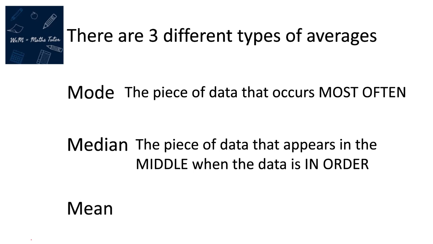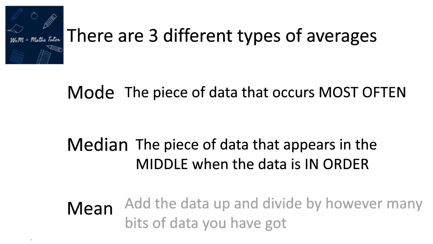And the mean is where you add up all the data and divide by however many bits of data you've got. So the mean is the average that people tend to use the most. But we do have to be familiar with the mode and the median. So just a couple of examples.